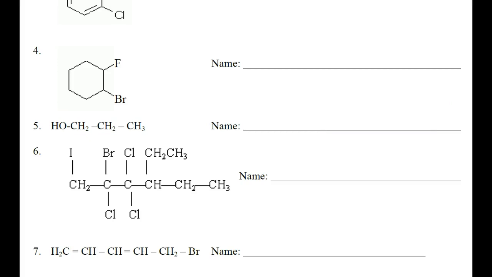Let's look at this next one, number 6. It looks like a doozy. 1, 2, 3, 4, 5, 6 is hexane. They all look like single bonds. Hexane. I see nothing that's going to change my suffix ending. Or is that true? 1, 2, 3, 4, 5, 6. It doesn't matter. I see lots of groups on here. I see an ethyl group. I see 1, 2, 3 chloro groups. I see a bromo group, and I see my friend iodo.